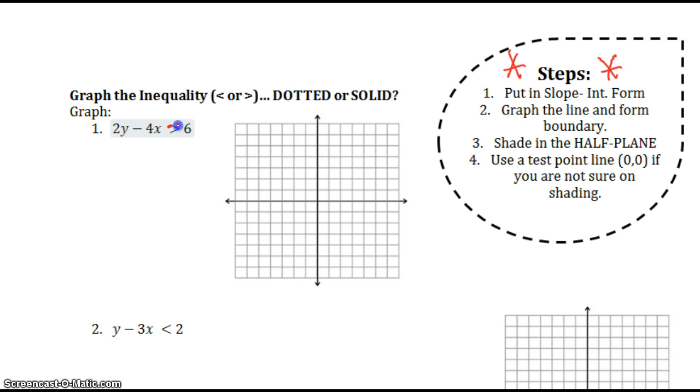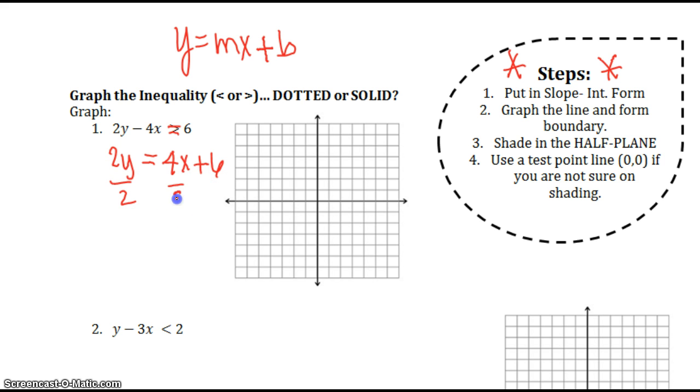I'm going to just temporarily pretend like that's an equal sign. If I needed to graph this line, my favorite form is y equals mx plus b. That's called slope-intercept form. So I need to isolate y. So I'm going to add 4x. So 2y equals, when I add 4x, positive 4x plus 6. Divide everything by 2. And y equals 2x plus 3.